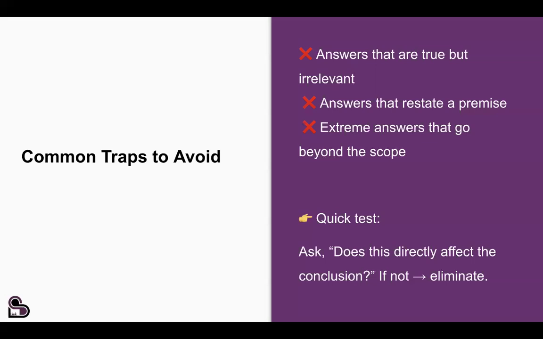Okay, so some common traps to avoid. You want to be aware of these. Answers that are true but irrelevant, answers that restate a premise, extreme answers that go beyond the scope. There's a quick test. Ask, does this directly affect the conclusion? If not, eliminate it. You always have four answer choices. Usually you'll find two of those are obviously wrong, and then you need to pick the best choice between the other two.